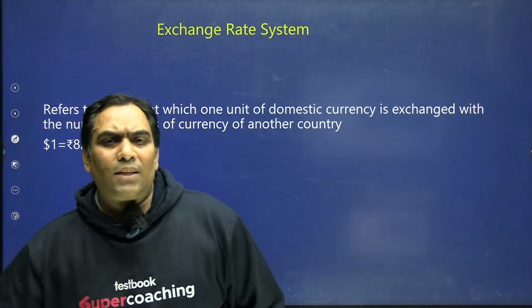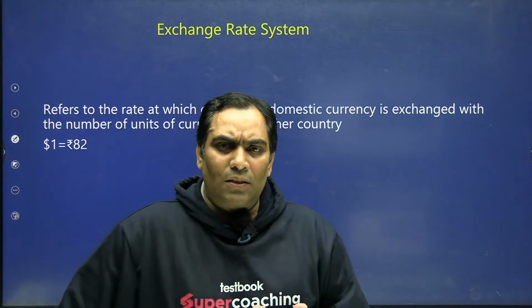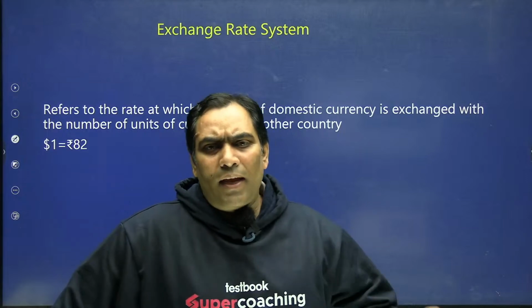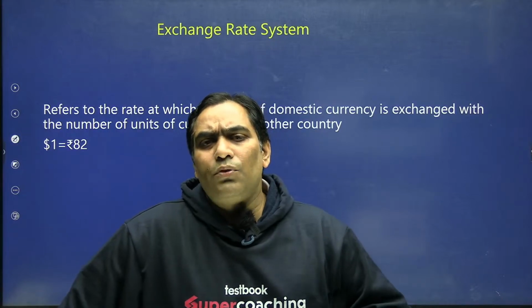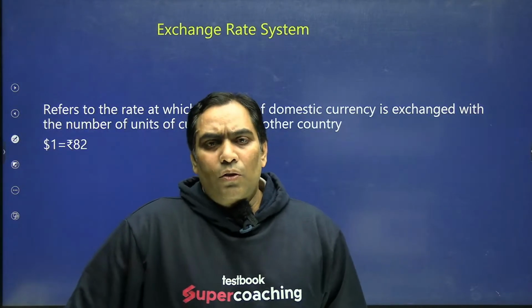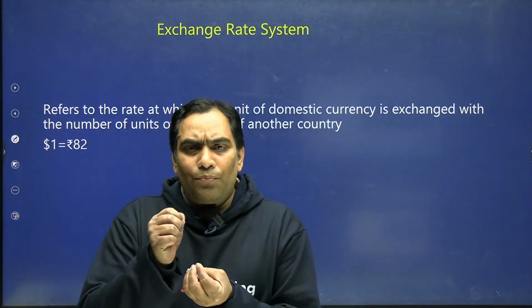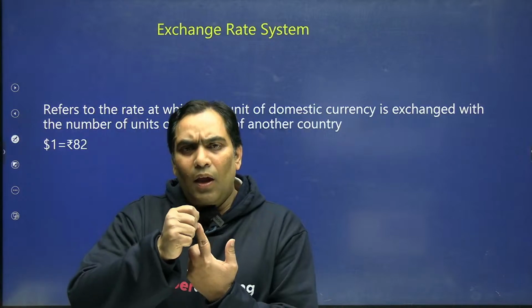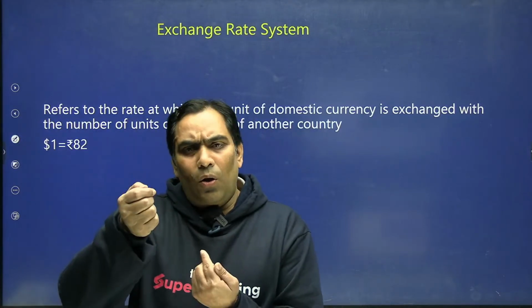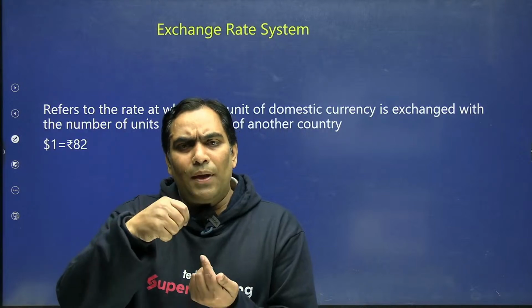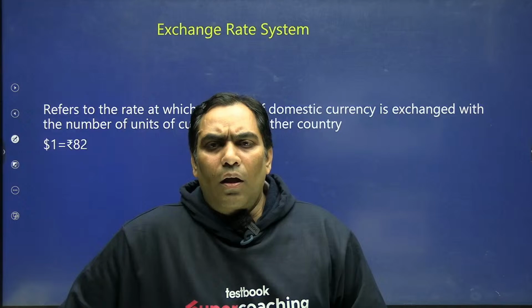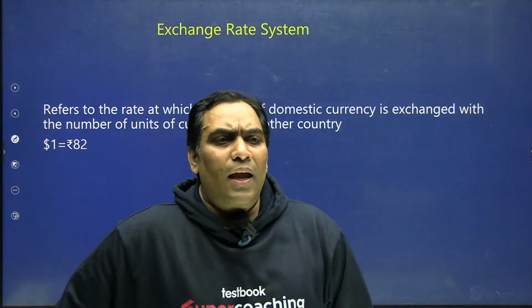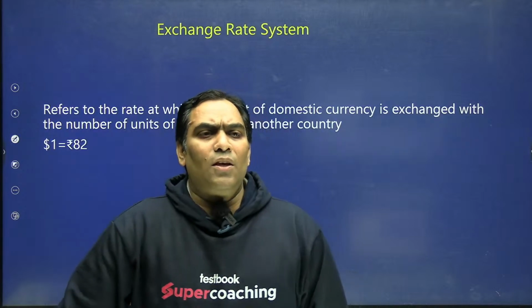So the meaning of exchange rate system is a mechanism or a system through which the value of domestic currency in terms of foreign currency is determined. That means the value of the domestic currency, that is rupee, in terms of foreign currency, that may be dollar, pound sterling, or renminbi, whatever it may be. That is known as the exchange rate system.